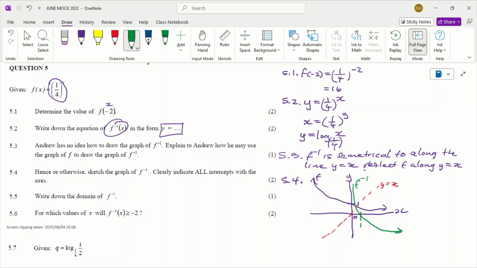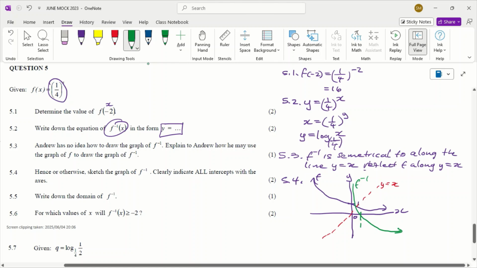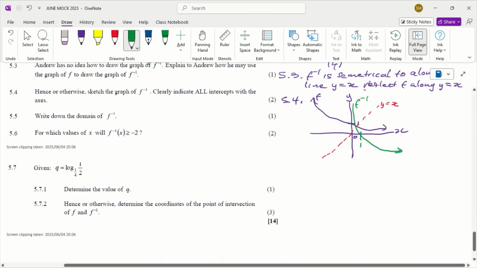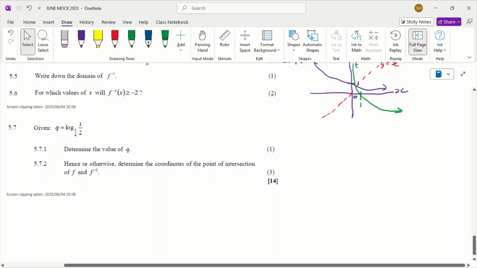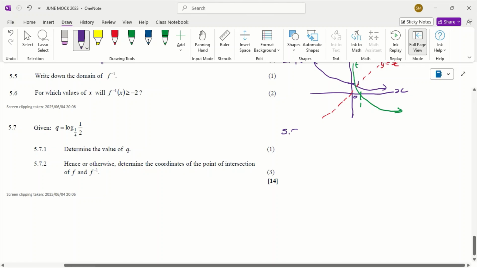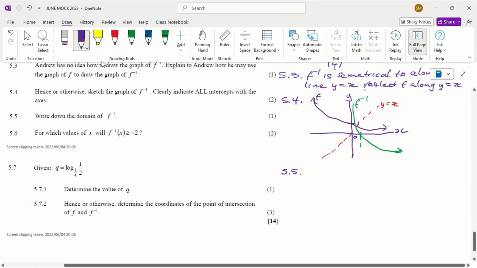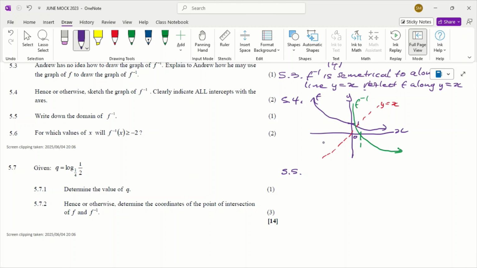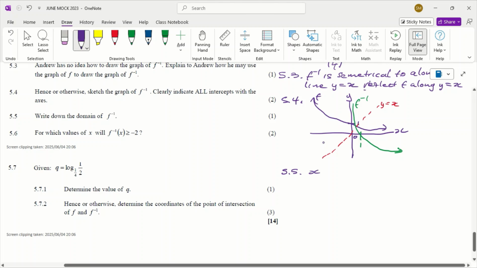The next question says that we must write down the domain of the inverse. Now you remember, the domain of the inverse is all x values of the inverse, and you can see that there's no x value that is negative, so meaning that x is greater than 0. Very simple. So you remember how you read a function, you go from left to right, and there's no x values that are negative, so meaning that any value that is greater than 0.